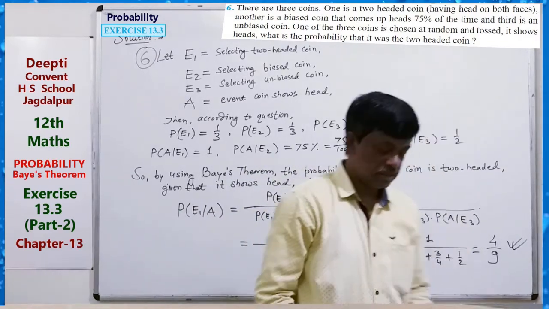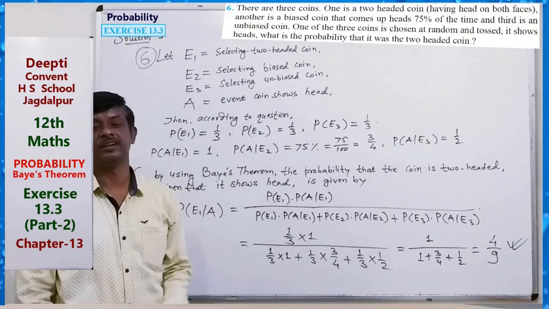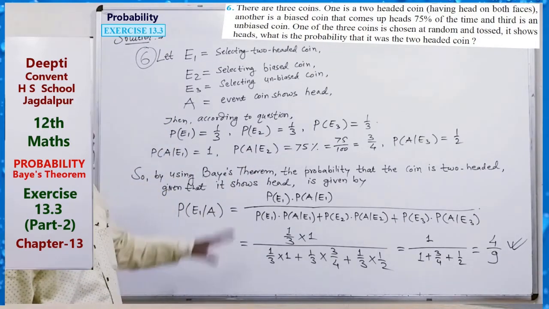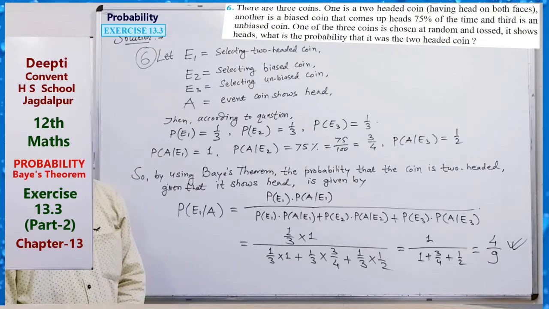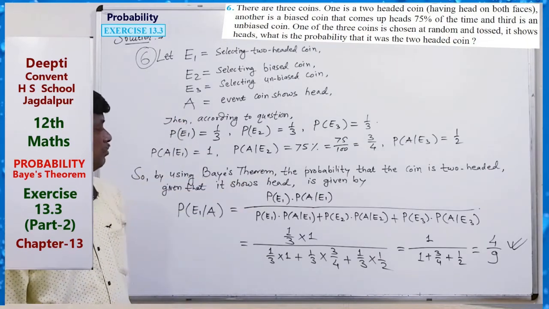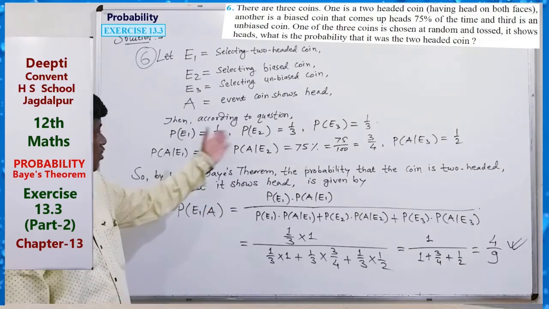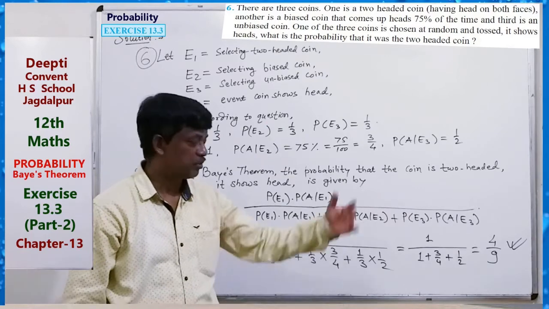So the main thing here is the notation. Give the proper notation. Then you can set up the Bayes theorem formula according to the question and get the probability.